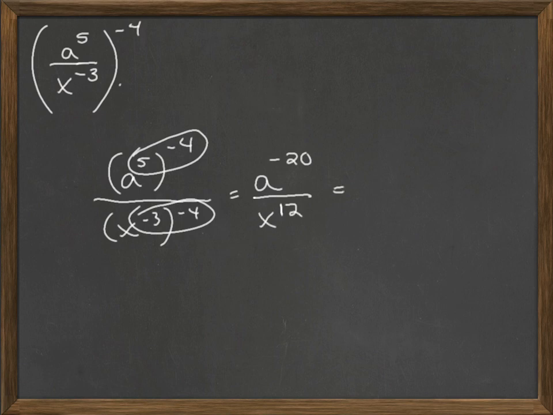Okay, so now I have to think about making my tenants happy. Who's unhappy? Well, my a has a negative exponent. How can I make it a positive exponent? Well, I can make it a positive exponent by moving it into the denominator. And then I just need a 1 up there in the numerator as a placeholder so that it makes sense when I look at it. So I have 1 over a to the 20th x to the 12th, and that's my final answer.